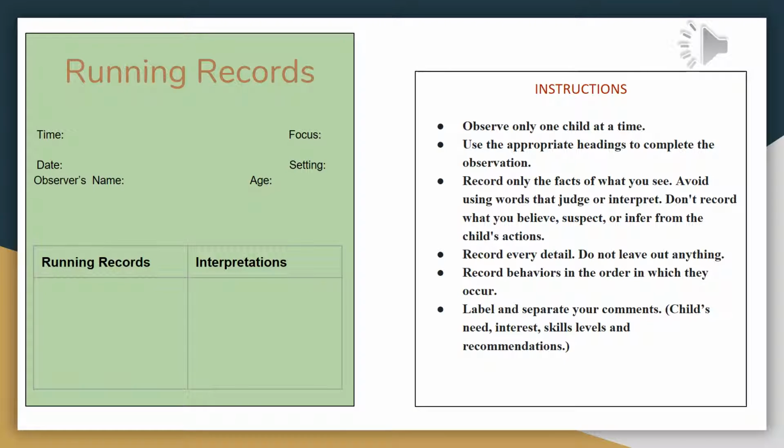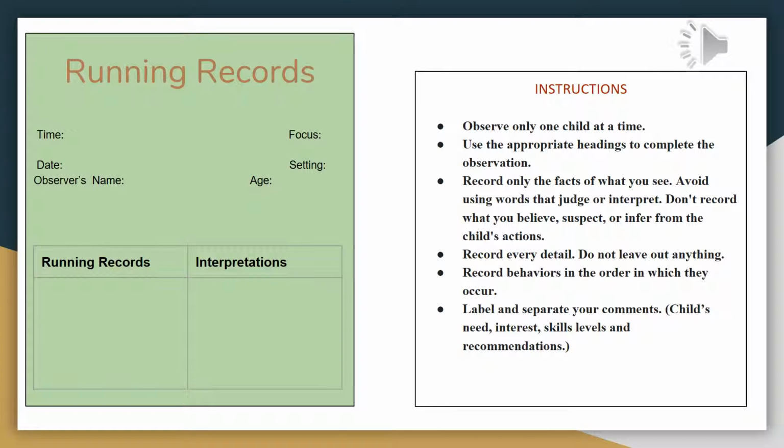The next instrument in our toolkit is that of running records. Running records are an efficient and effective way to record independent behavior in students. They provide a rich source of information that can be used to document what a child has learned on an ongoing basis. It is recommended that we observe one child at a time when using running records.